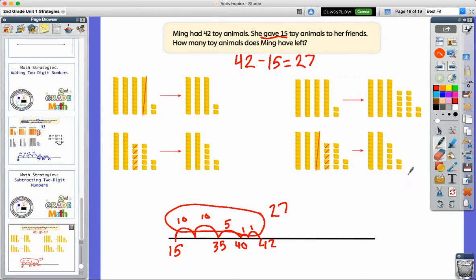So with subtraction of 2-digit numbers, we still want to think about our place value of tens and ones, busting that apart. With our model up here, we used the base 10 blocks to take away the tens or take away the ones. You could start with either one, really, knowing you might have to regroup a group of 10 into 10 ones. And down here, we basically took our subtraction problem, turned it into an addition problem to help us count on.